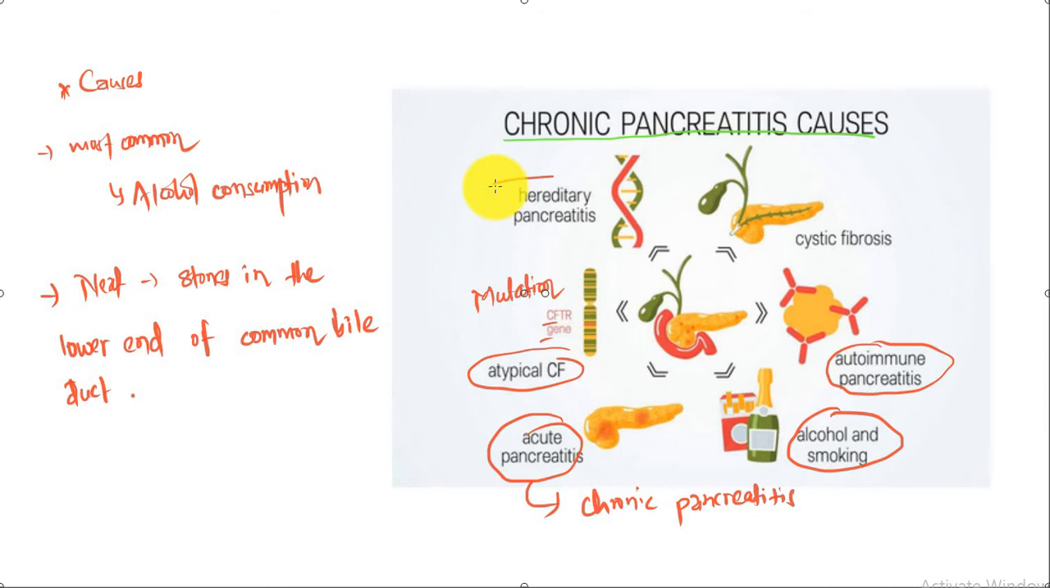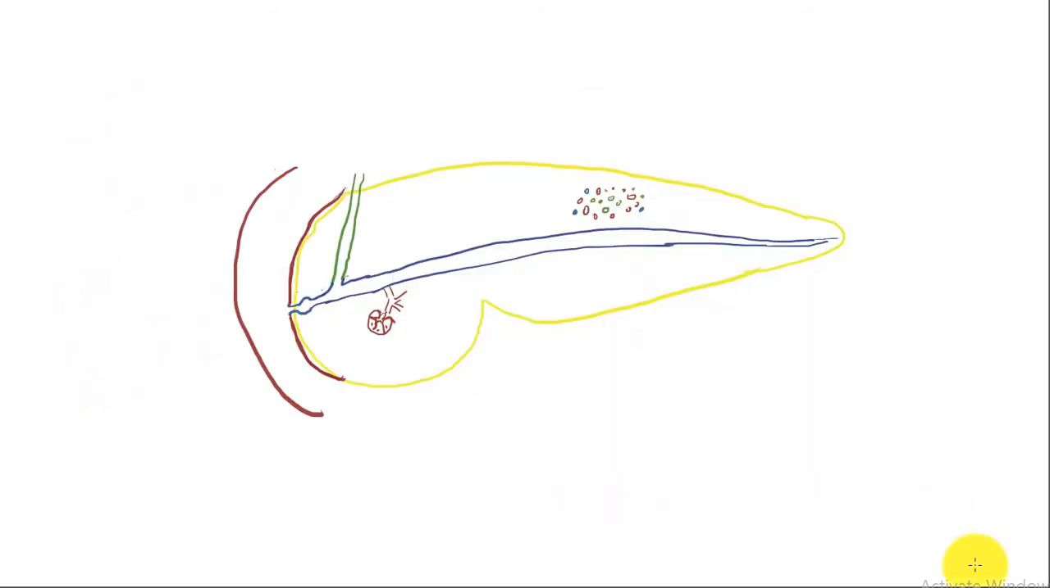Autoimmune pancreatitis can be another cause, and there can be a mutation in the CFTR gene causing atypical CF. Hereditary pancreatitis can be another cause, and last but not the least, cystic fibrosis. But the most important thing to remember is alcohol consumption. That is the most important cause here. Cystic fibrosis is the disease that causes viscid secretions of the pancreatic enzymes.